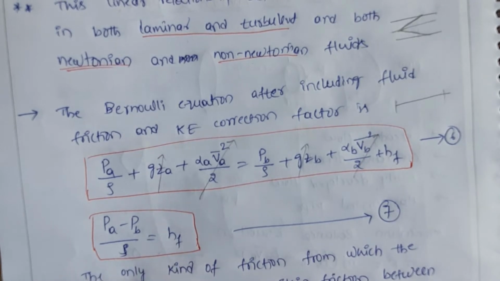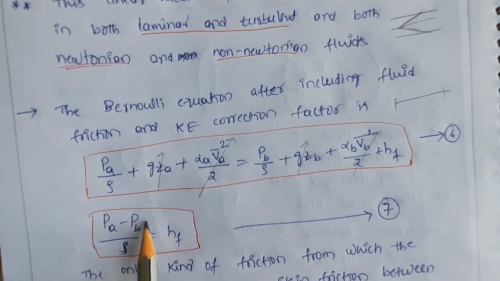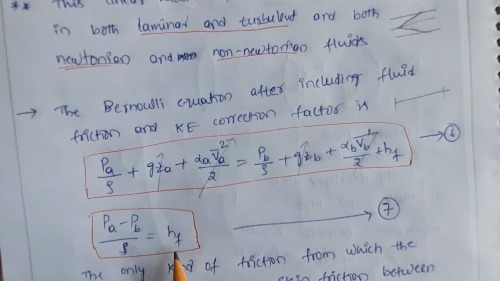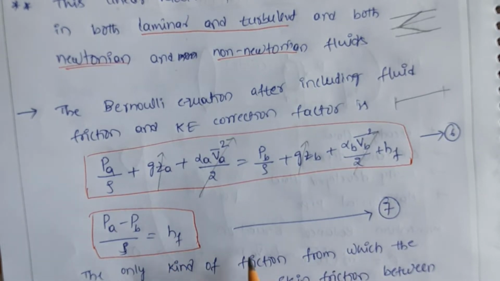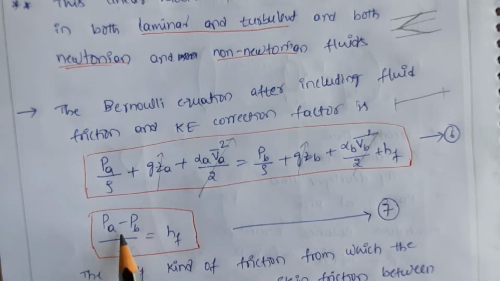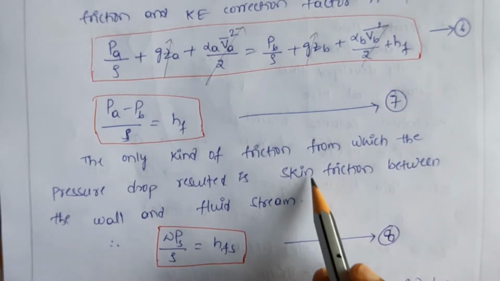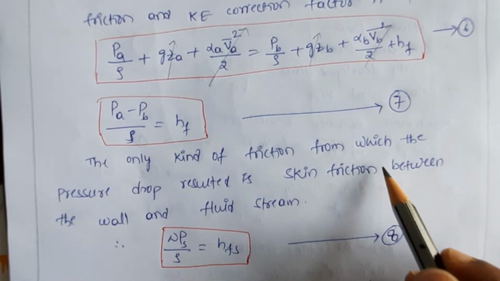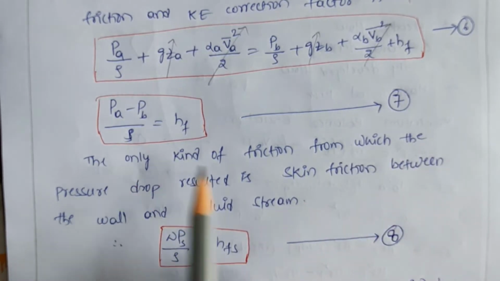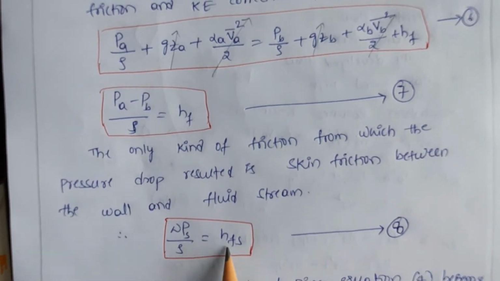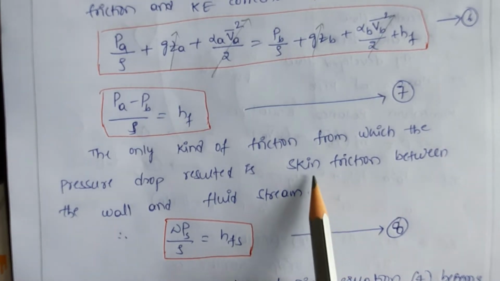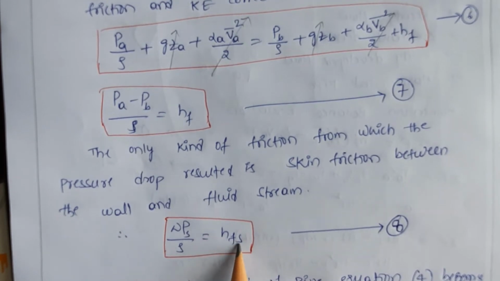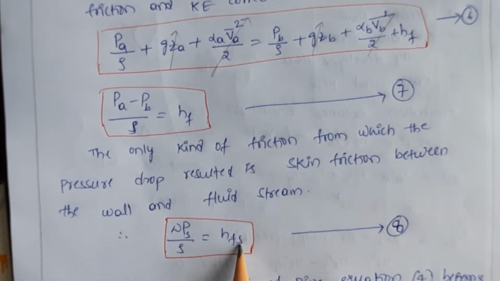Here, whatever pressure drop results is only because of the fluid friction, the skin friction between the fluid and the solid boundary. Because of that friction only, this pressure drop results. Here the friction is only skin friction, that is, an unseparated boundary layer. If boundary layer separation takes place, form friction will also be incorporated. So the pressure drop here is only because of the skin friction between the fluid and the solid boundary. So that is delta Ps by rho equals Hfs.